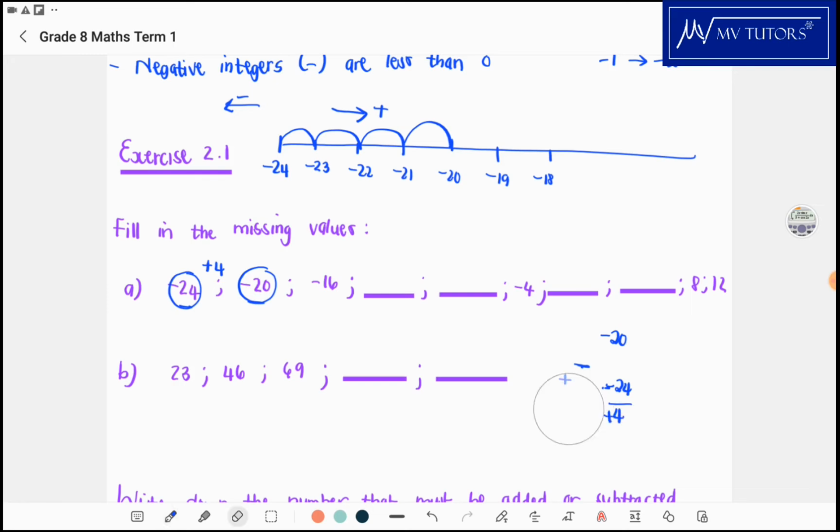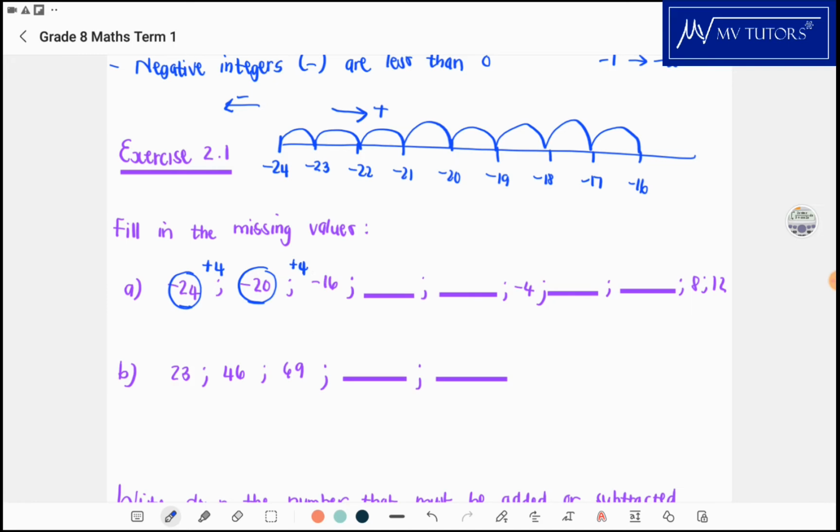Okay, that's another way of doing it. So now let us get back. For me to go from negative 24 to negative 20, I added 4. All right, and let's continue then and see, how do I get to negative 16? How many steps did I take? 1, 2, 3, 4. So again, I added 4. So that just tells me then that I keep adding 4.